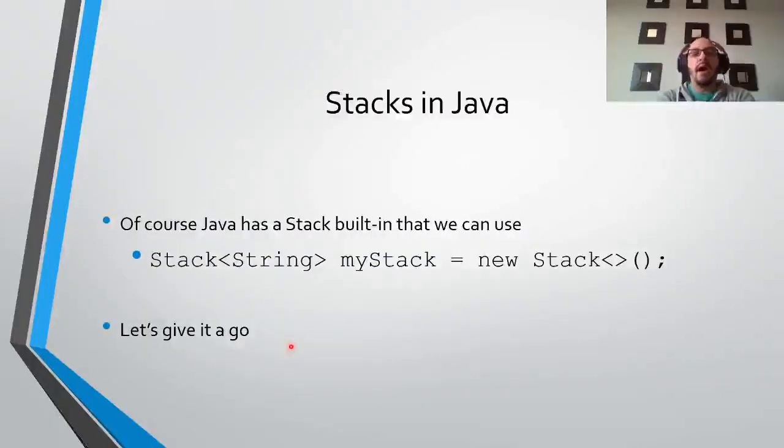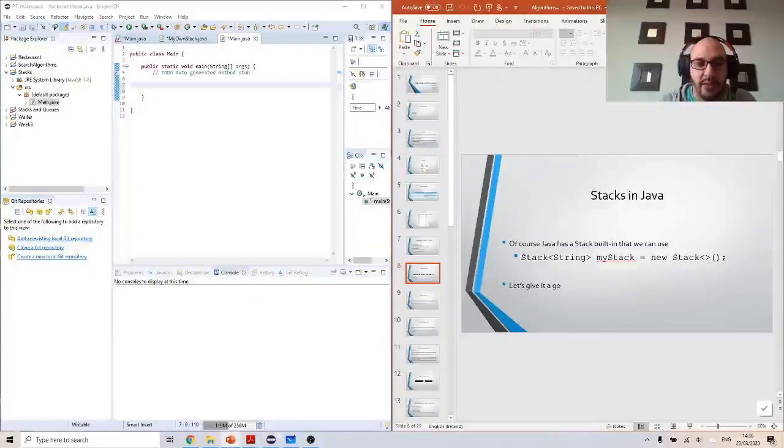Now, how do we use stacks in Java? There is a stack built into Java, and we can use it straight away, which is the one you can see on the screen. We can say Stack of String, myStack equals a new Stack. And we can use this not only with strings, but with any type of data: objects, strings, integers, whatever we want. So I'm going to do this in Eclipse just to show you how this works.